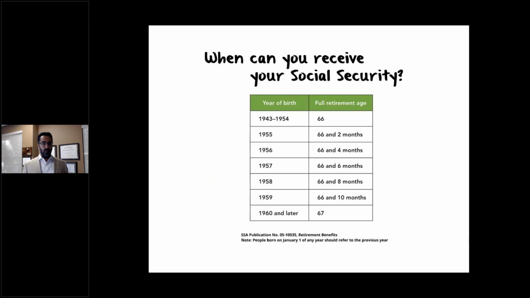So now, when can you receive Social Security? Now, we'll talk about the full retirement age. You can start Social Security income as early as age 62. However, if you're widowed, you can start it as early as age 60, if you're collecting your spousal benefit. But on average, we're going to talk about the full retirement age. This is the age that you may receive the maximum benefit available to you.